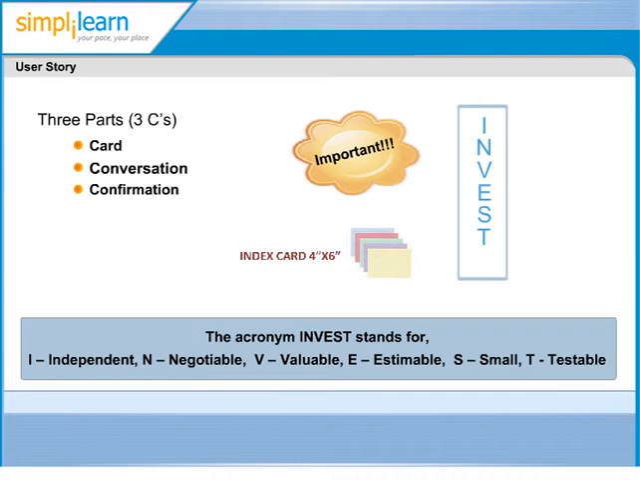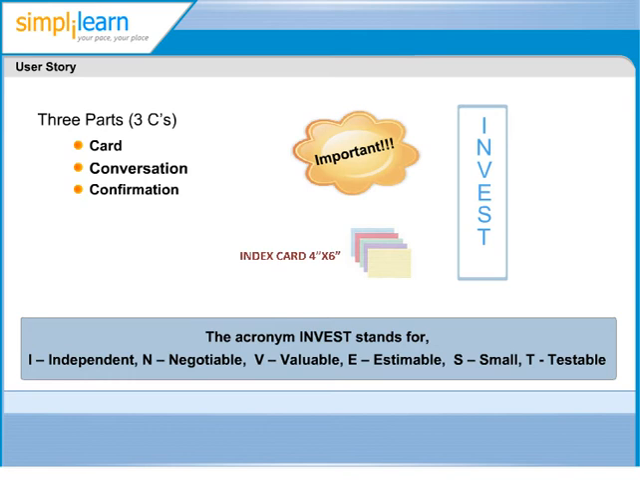Another acronym often used to describe desirable attributes of a story is INVEST. Here, I stands for independent. The stories should be, as far as possible, independent of each other and deliverable as a unit. N stands for negotiable. It should leave room for negotiation about the nature of implementation.